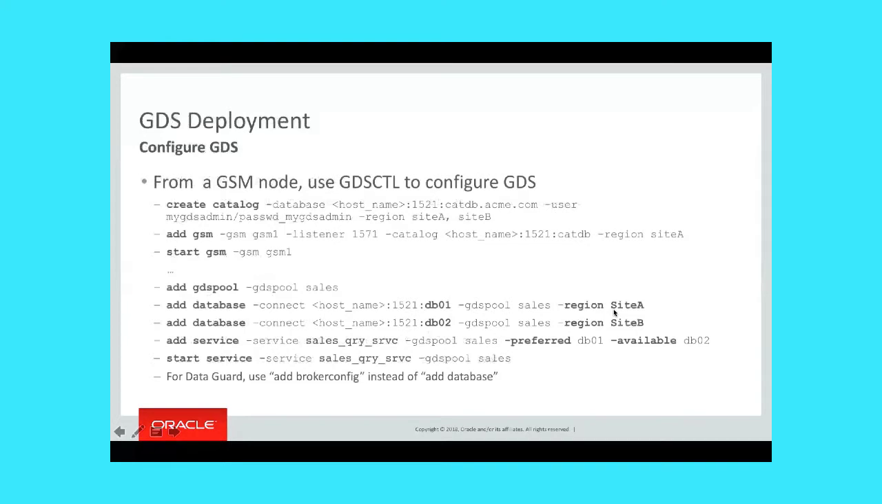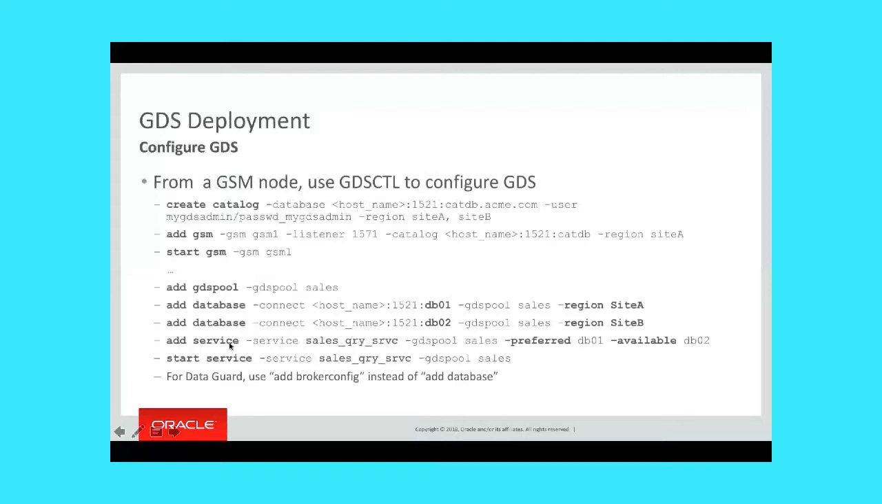But if you're using Broker, then you don't need to do add database. You could say add broker config, like I show here. Your broker could have numerous databases, let's say 1 primary and 9 standbys. All of those 10 databases can be plugged into one GDS pool with one command called add broker config. Once those databases are added, you would say add service.